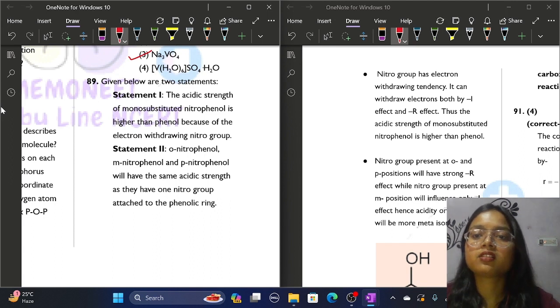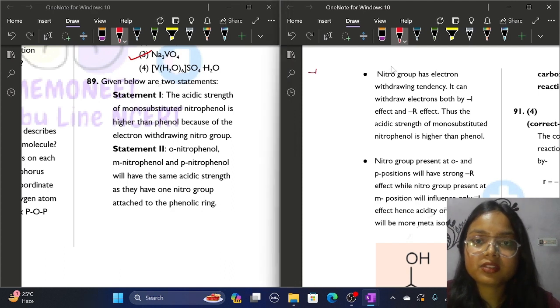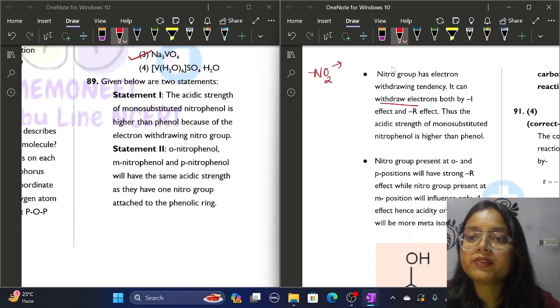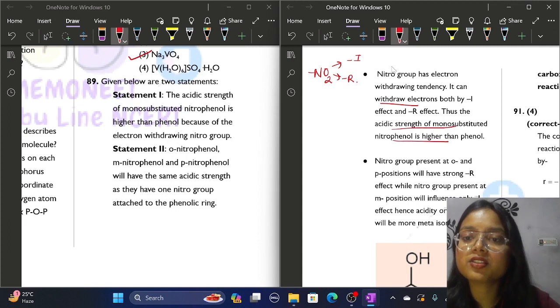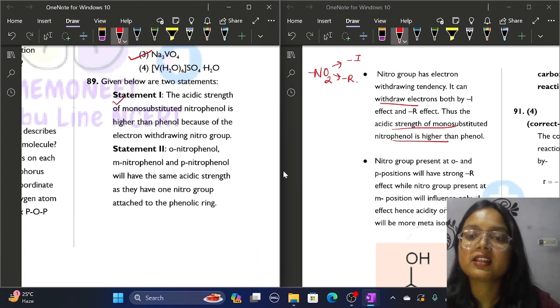So let's see, the nitro group has an electron withdrawing tendency, which means that it has both minus I effect and minus R effect. Thus the acidic strength of mono-substituted nitrophenol is higher than that of phenol. So statement 1 is the correct one.